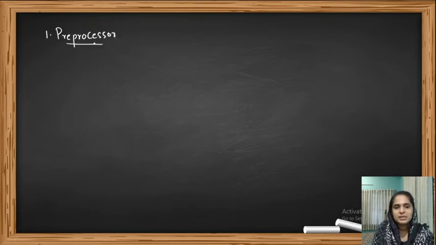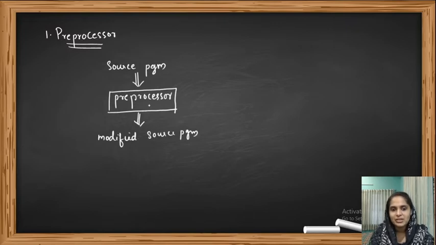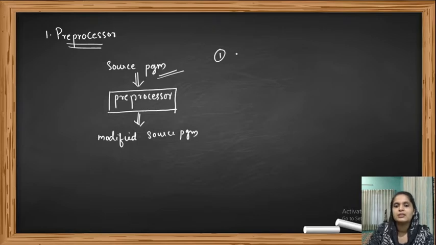The first step is the preprocessor. The input to the preprocessor is our source program and the output will be the modified source program. So what we actually do is prepare the source program so that it can be compiled. And the main tasks done by a preprocessor, the first one is file inclusion.